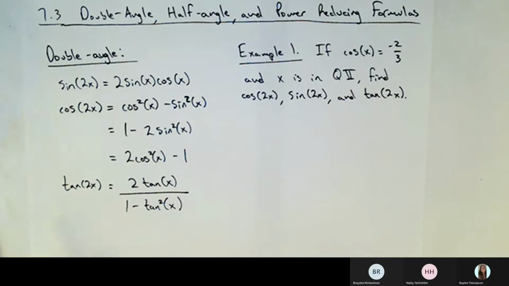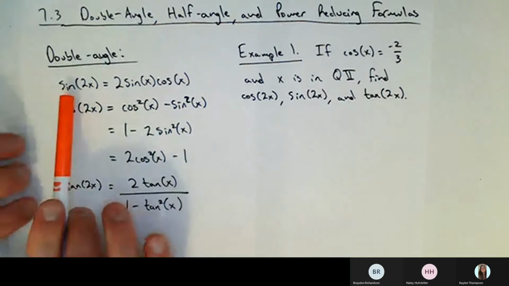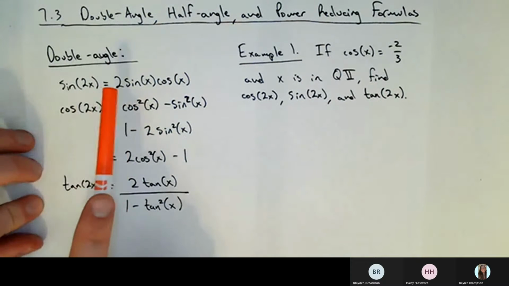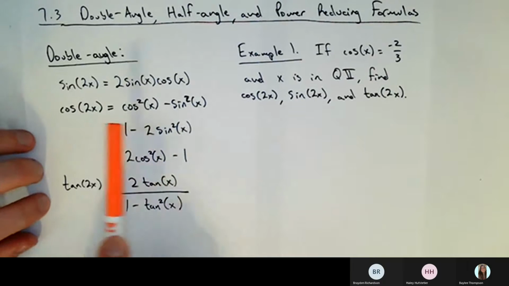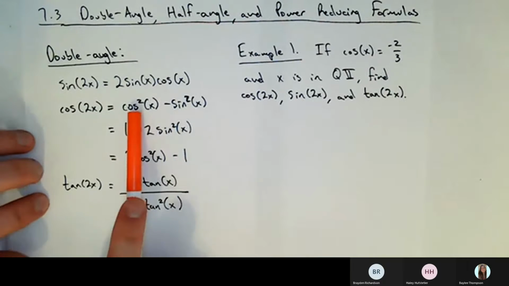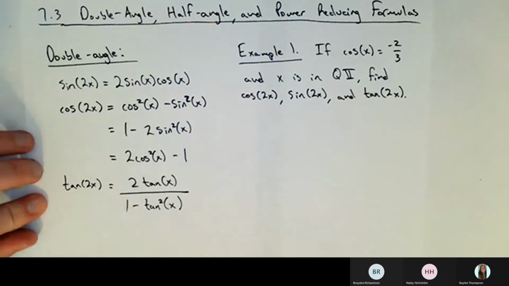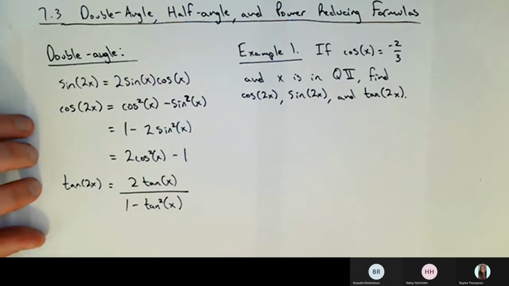Something you should note. The sine 2x formula depends on both sine and cosine. The cosine 2x formula can depend on both sine and cosine, or it can depend on only sine, or it can depend on only cosine. The tangent 2x formula depends on tangent.